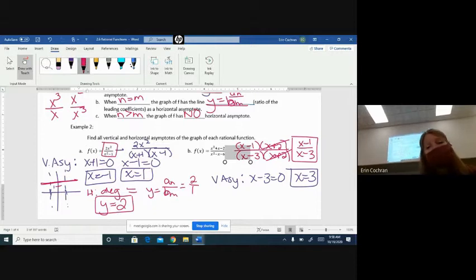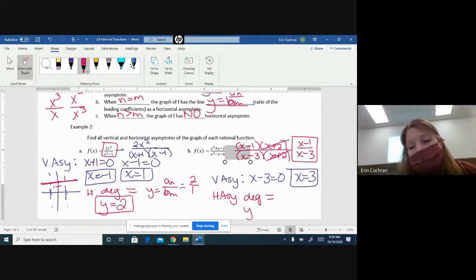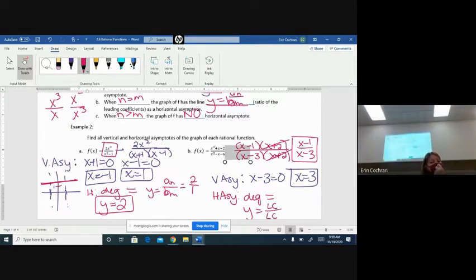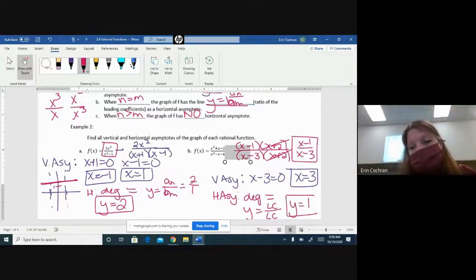Now for my horizontal asymptote, we have to look at my degrees. Are my degrees greater than, equal, or less than? Equal. So since my degrees are equal, we'll have the equation of y equals my leading coefficient over my leading coefficient, right? So what are my leading coefficients here? 1s. So I get y equals 1, because 1 over 1 is 1. So we have a vertical asymptote at x equals 3, a horizontal asymptote at y equals 1. Okay. Any questions with that so far?